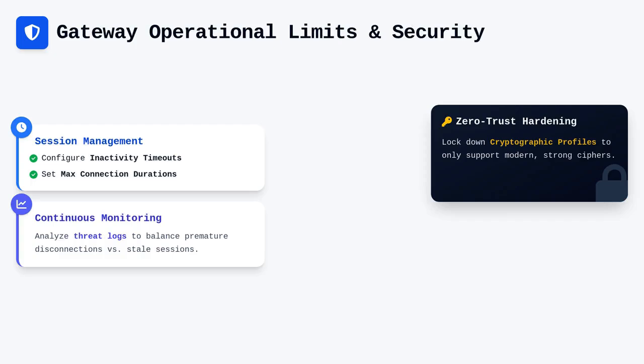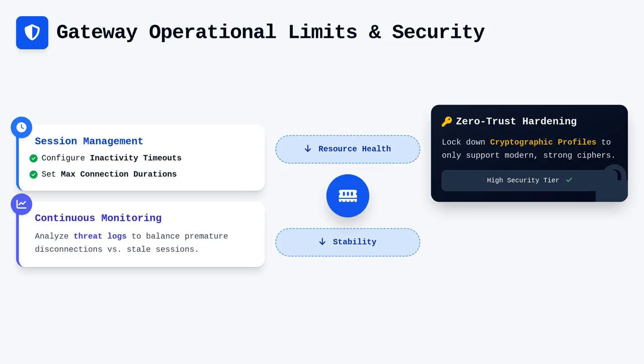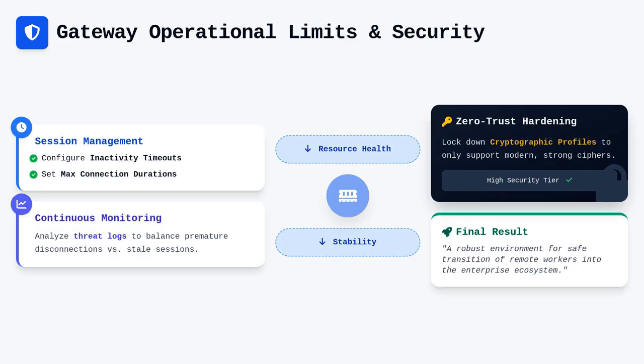Alongside these settings, ensure that your cryptographic profiles are locked down to only support modern, strong ciphers to maintain a high security tier as per your zero trust requirements. Proper maintenance of these boundaries prevents resource saturation and keeps the firewall memory utilization within healthy bounds over long periods of operation. The culmination of these steps builds a robust environment that safely transitions remote workers into your enterprise ecosystem.